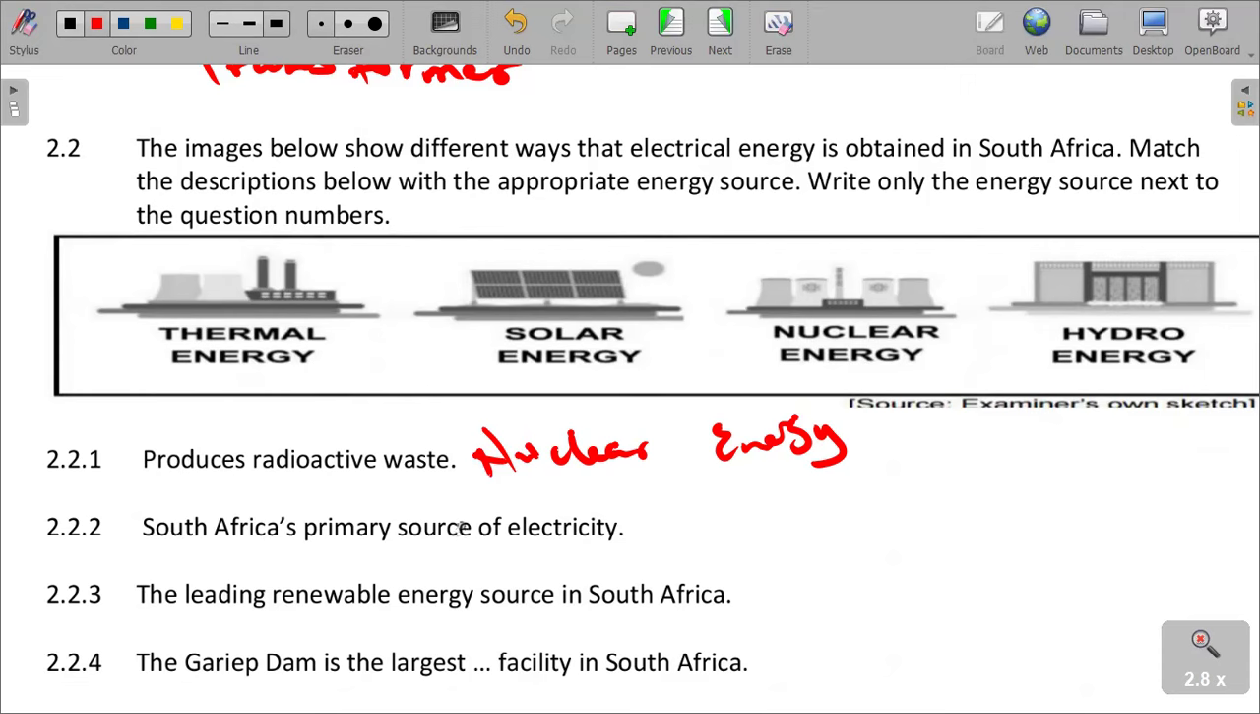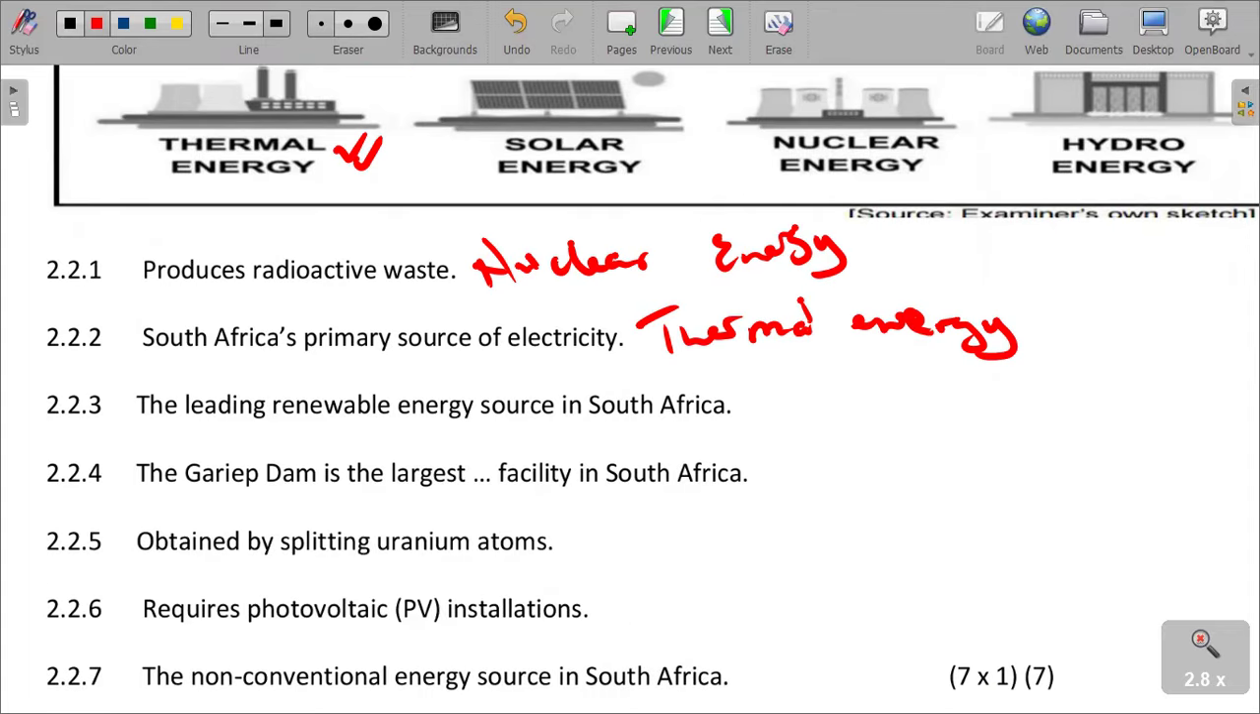And then South Africa's primary source of electricity is thermal power station. I'm sure that we have seen the issue of coal. It is thermal energy.